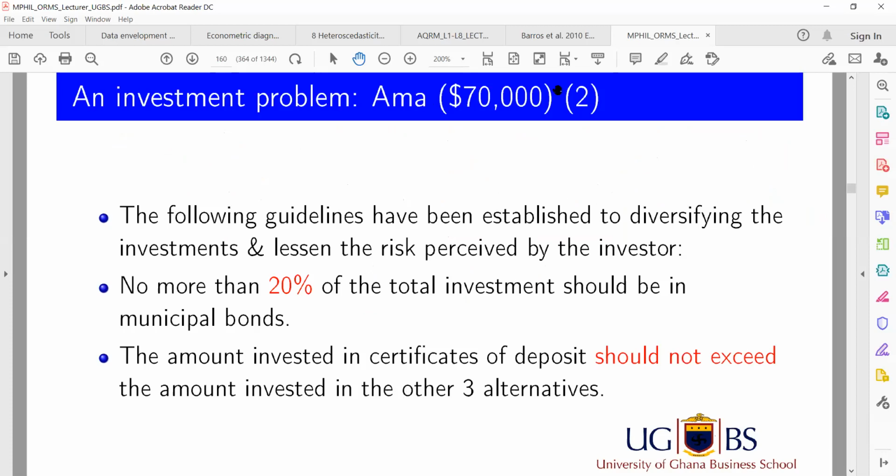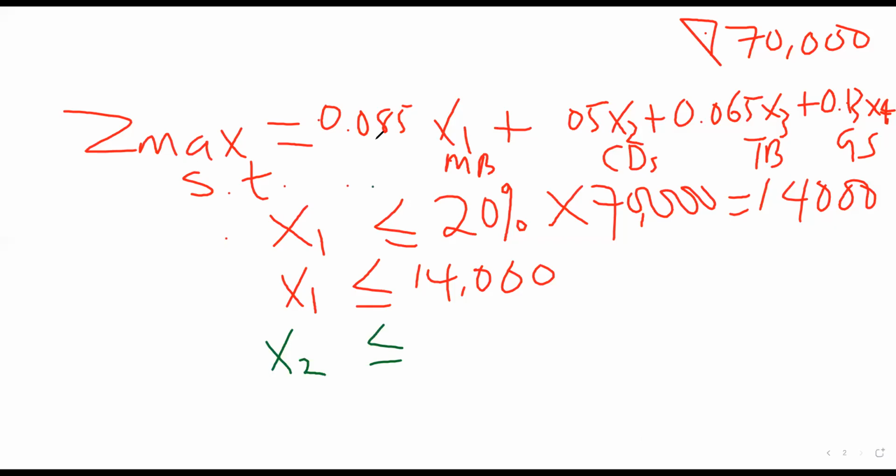How do you write the amount invested in the other three alternatives? How do you document that? Who can tell us? You can tell us by either typing or saying it. The amount invested in the other three alternatives, how do you write that?